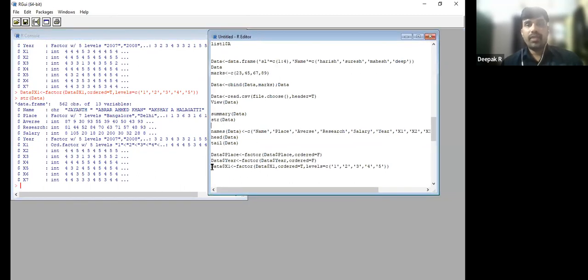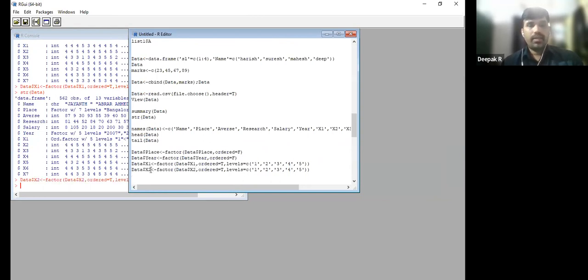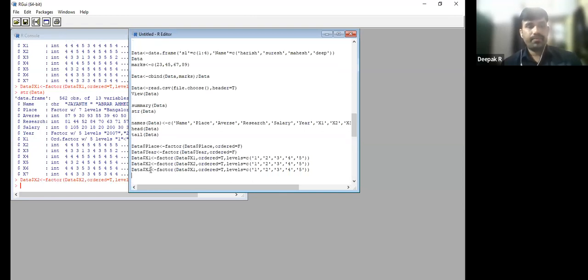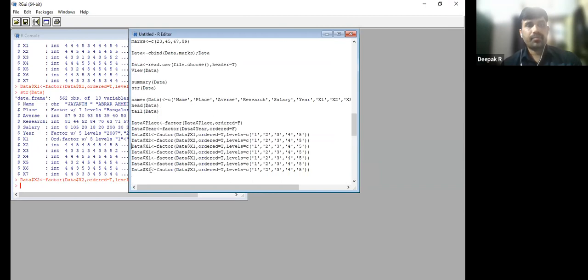If that is the case, I can just copy the same thing and repeat this process for the rest of the variables also. So this is x2, and so on and so forth. This is for the third variable, this is for the fourth.